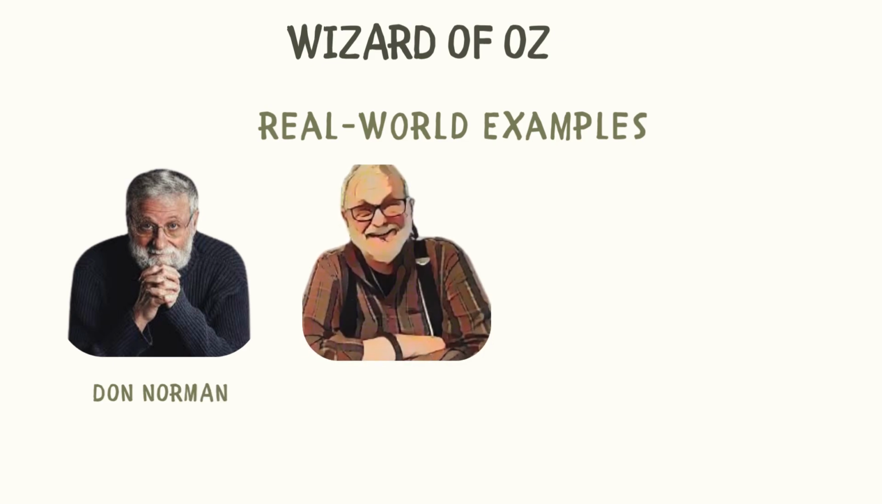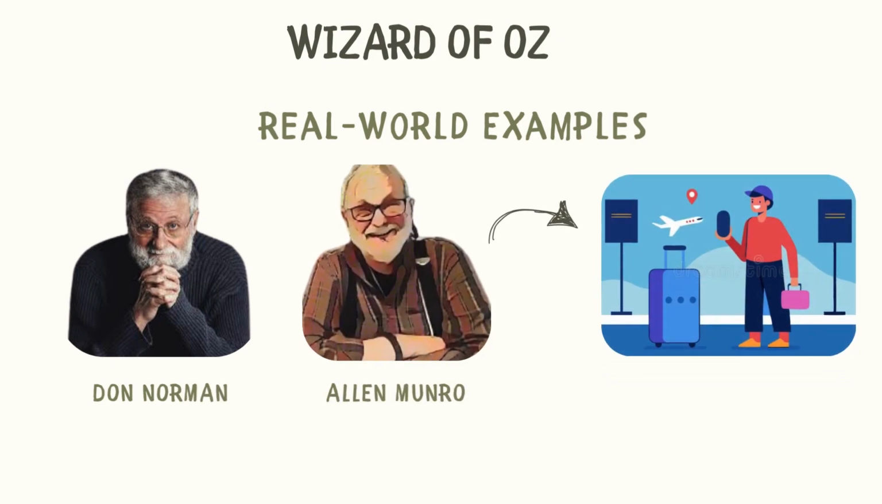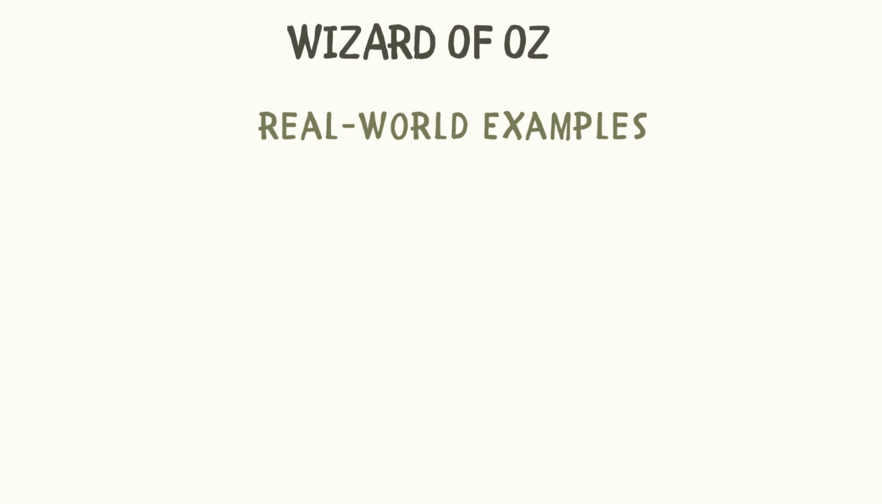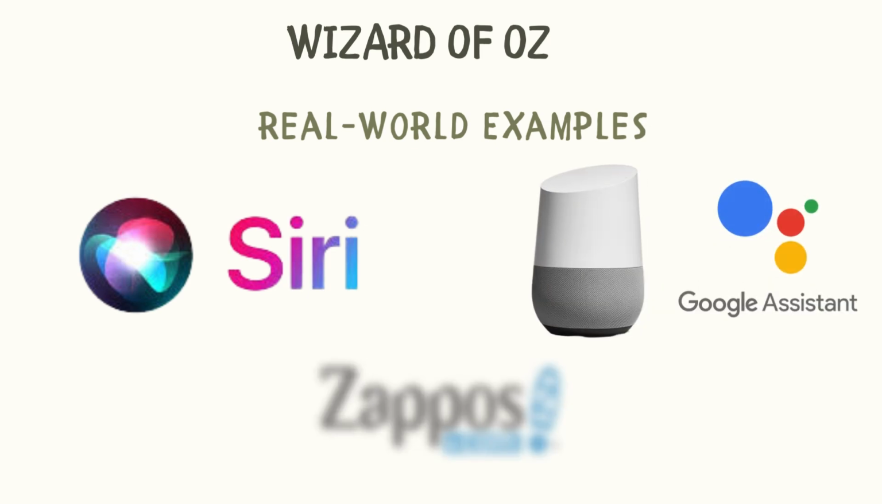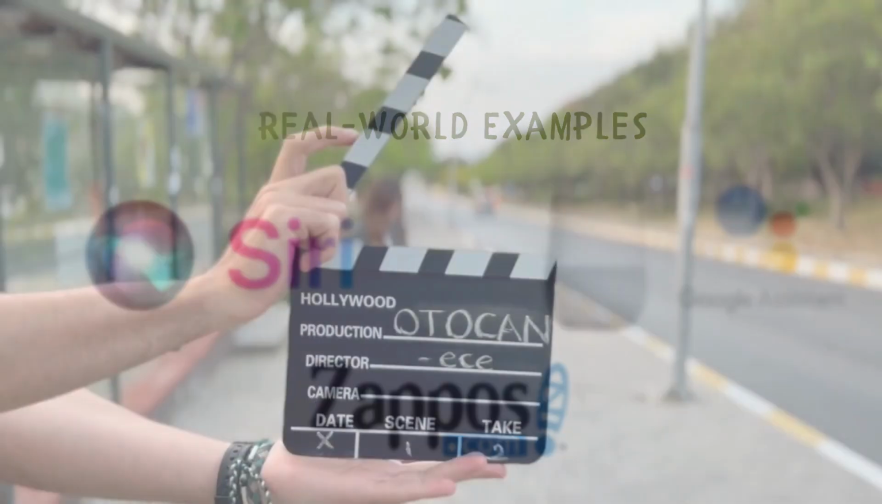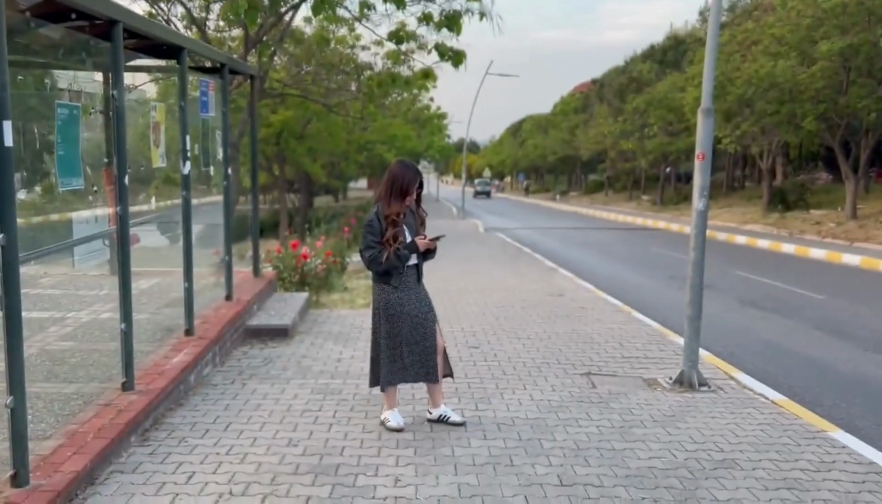The Wizard of Oz method was first documented in 1973 by Don Norman and Alan Monroe, who used it to test an automated airport terminal travel assistant. Apple Siri, Google Assistant, Zappos. Our own experience using Wizard of Oz.